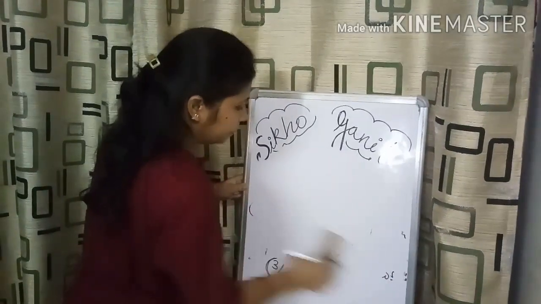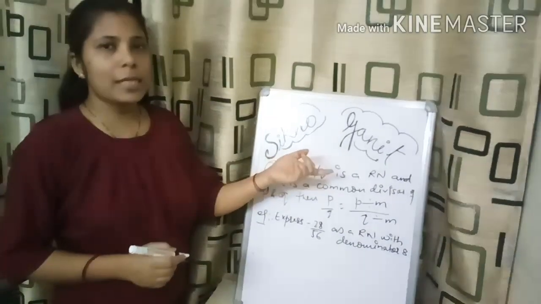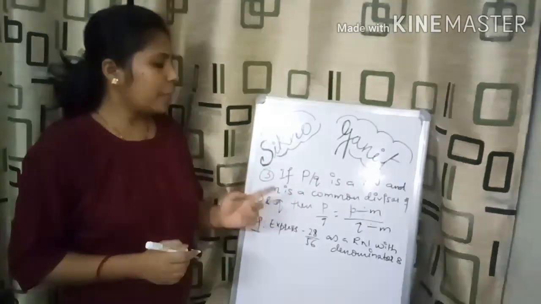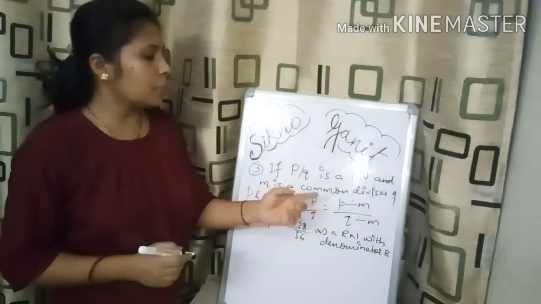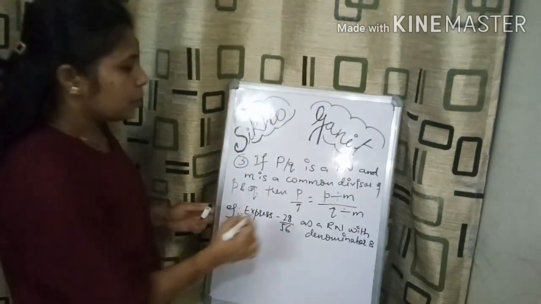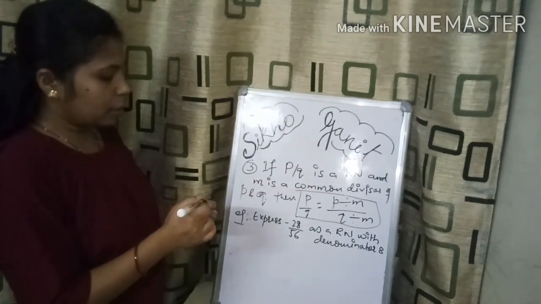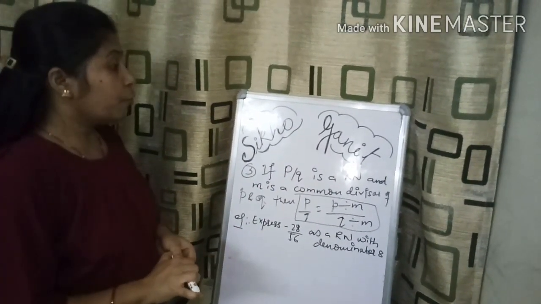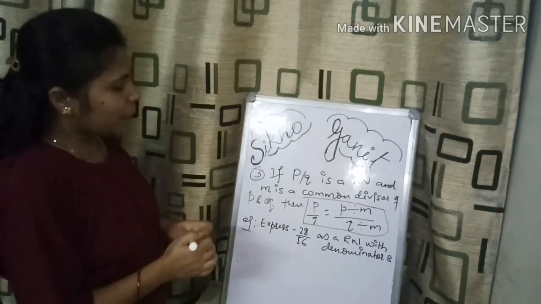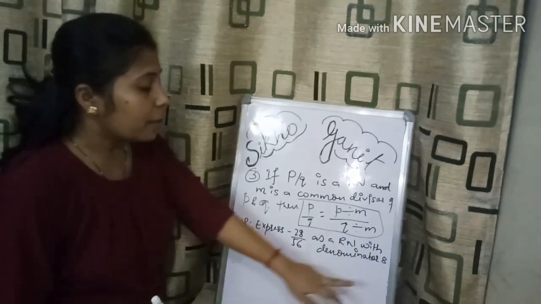Third property. So this is the third property. If p upon q is a rational number and m is a common divisor of p and q, then p upon q is equal to p divided by m upon q divided by m. So this is the third property of rational numbers. Based on this, there are so many problems also which can be asked, like express minus 28 upon 56 as a rational number with denominator 8.